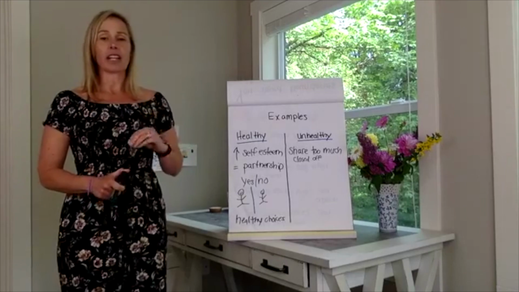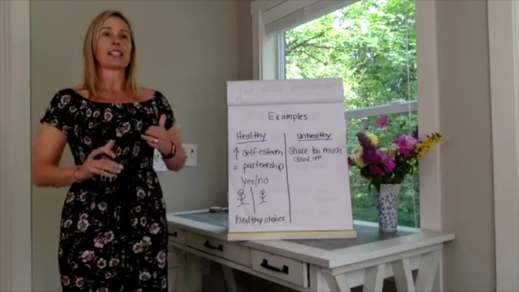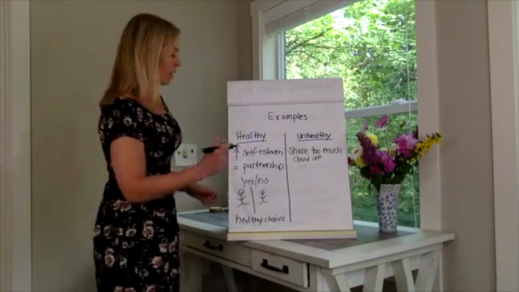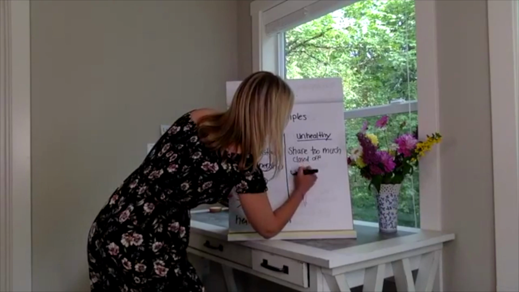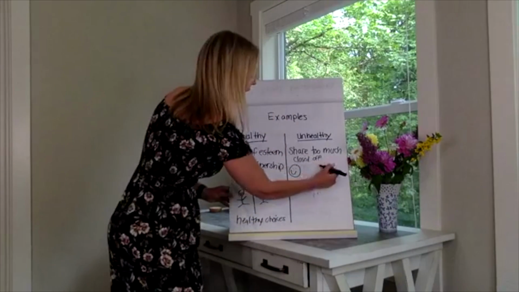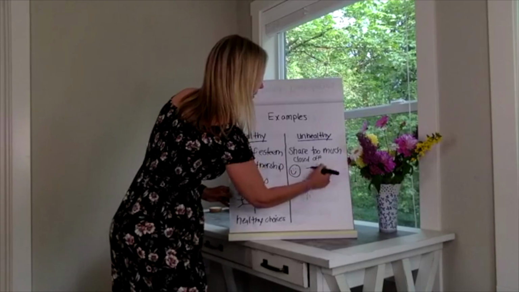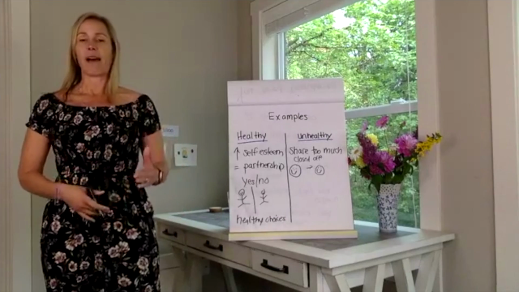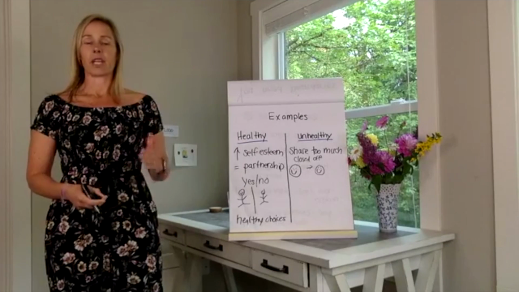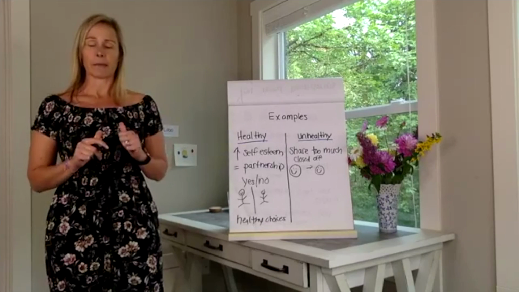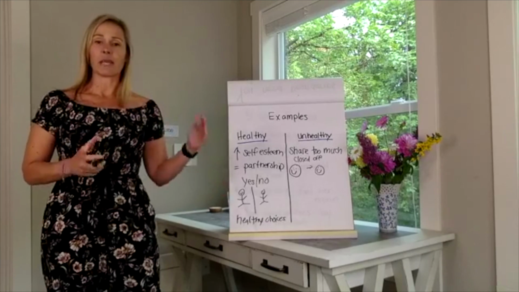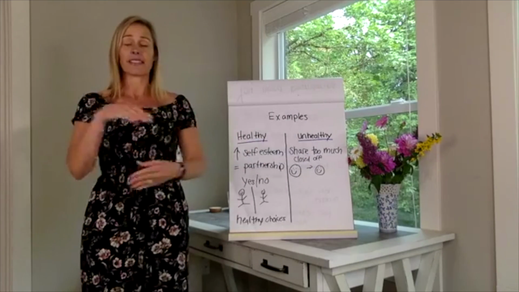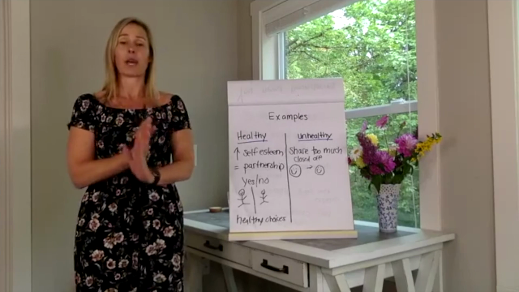Another example of an unhealthy boundary is that you feel responsible for the happiness of other people. So I'm just going to put like a little happy face. You feel like you need to make everybody else happy. It's your responsibility to make them happy. But it's not, even if you love them. Your responsibility is to make you happy. Their responsibility is to make themselves happy. So if your happiness is tied in with their happiness, there's no healthy boundary there.